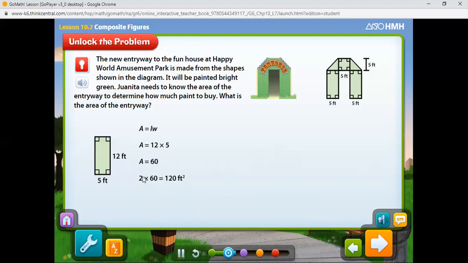So the total area of the rectangles is 120 square feet. Next, find the area of the triangles. The formula for the area of a triangle is A equals 1/2 B times H, where B is the base and H is the height. The base is 5 feet and the height is 5 feet. What is the area of each triangle?